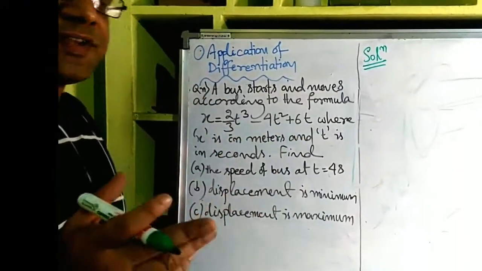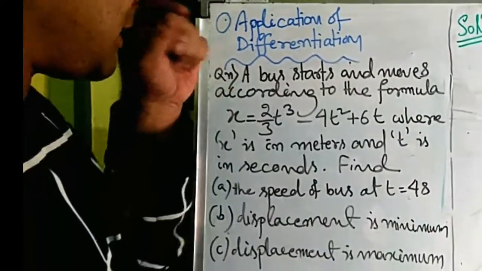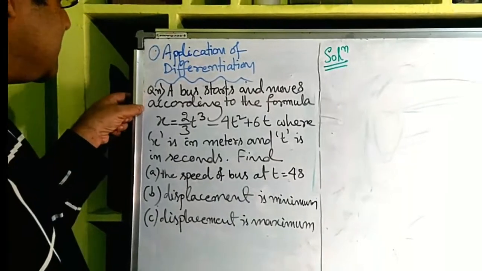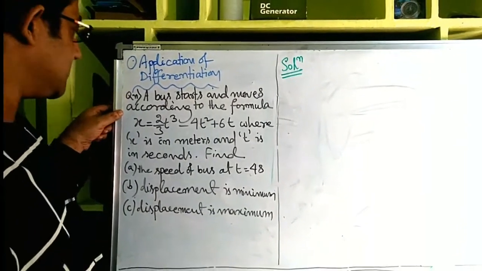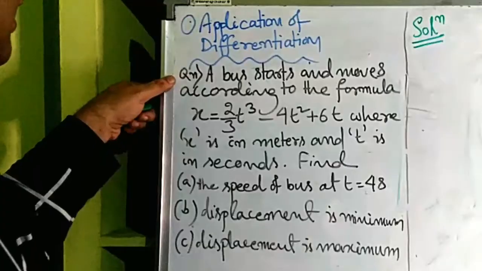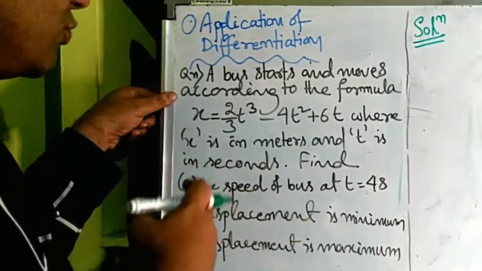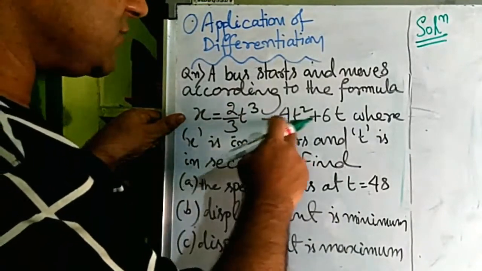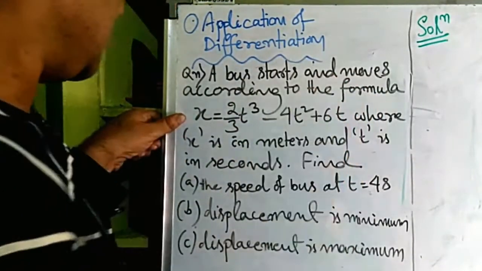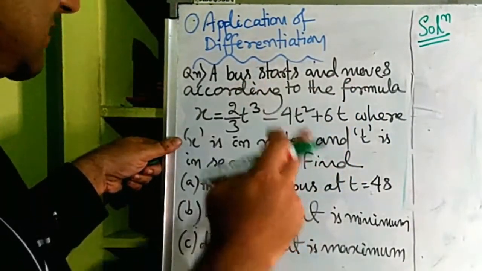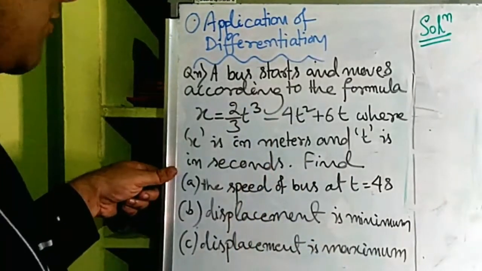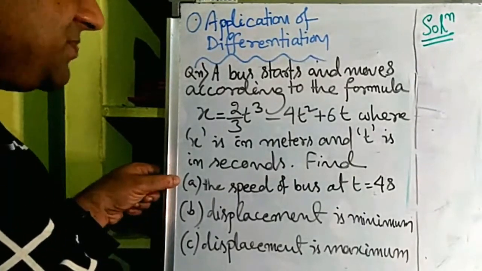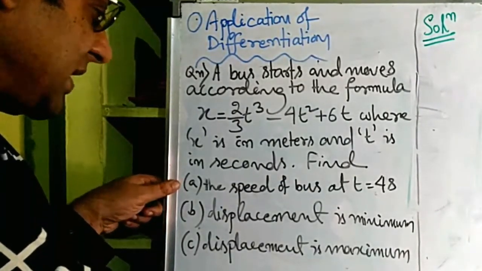So till now what we said was pure mathematics. Now let us take up one example to see the application of differentiation in a physics question. The question is, a bus starts and moves according to the formula x is equal to 2 by 3 t cube minus 4t square plus 6t, where x is in meters and t is in seconds. Now find, there are 3 sub questions. Find part A, the speed of the bus at t is equal to 4 seconds.